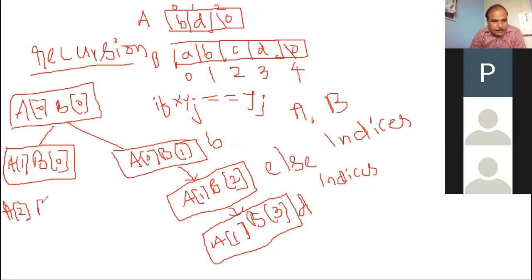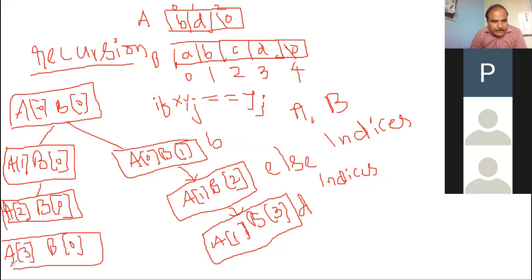Then I compare with B of 0. Is it equal? No. So here it's going to recursively call. Next I'm going to do that with A of 3, and compare it with B of 0. Is it equal? No, it's not equal.